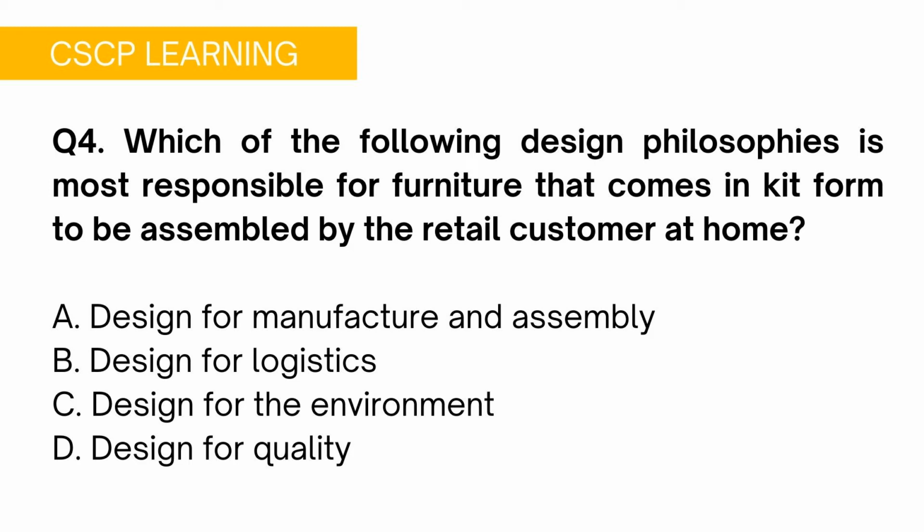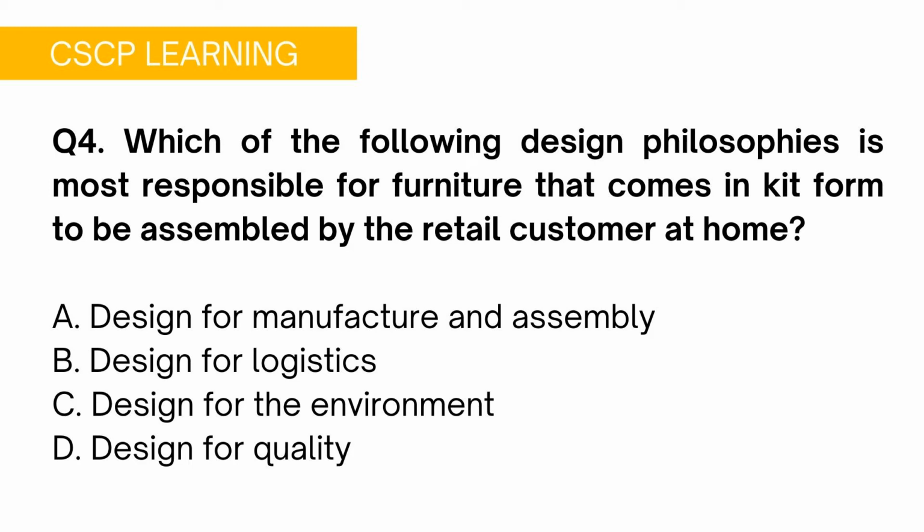There are two aspects in this question which should be considered closely while evaluating the answer. First aspect is that question is talking about furniture that comes in a kit. Why a company would prefer to produce a product in a kit? Why not a complete product in an assembled form? The answer is quite simple, that the company is focusing on design for logistics strategy. Second aspect of this question is that the furniture can be assembled by the retail customer at home.